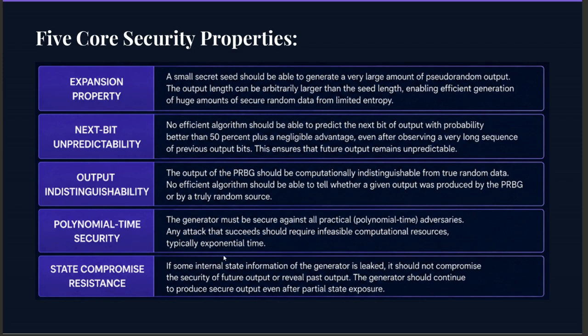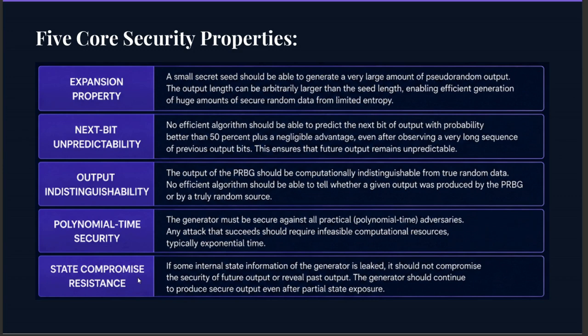Fourth one is polynomial-time security. In cryptography, we assume attackers are computationally bounded. That is, they cannot perform infinite computation. So the generator must resist all practical efficient attacks. If an attack requires exponential time, we consider the system secure in practice.